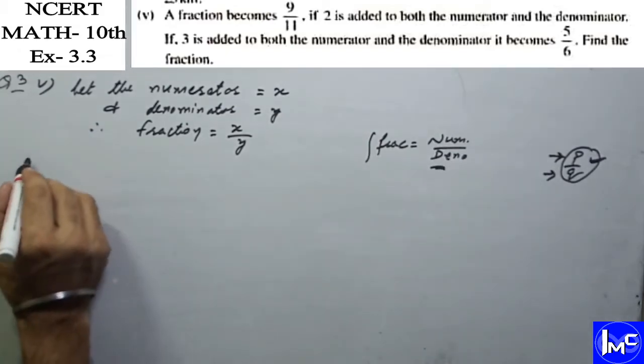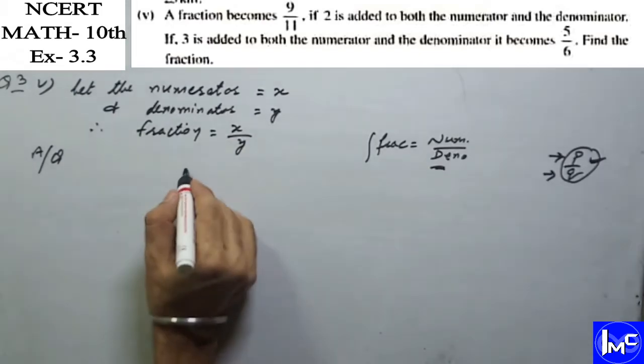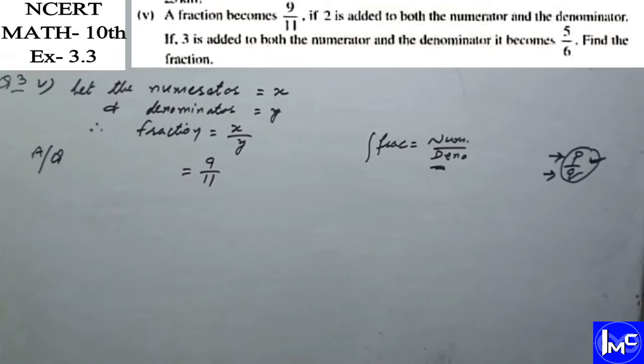Now we come to the conditions that are given. According to question, a fraction becomes 9 by 11. Now this fraction becomes 9 by 11. But how? If 2 is added to both numerator and denominator.